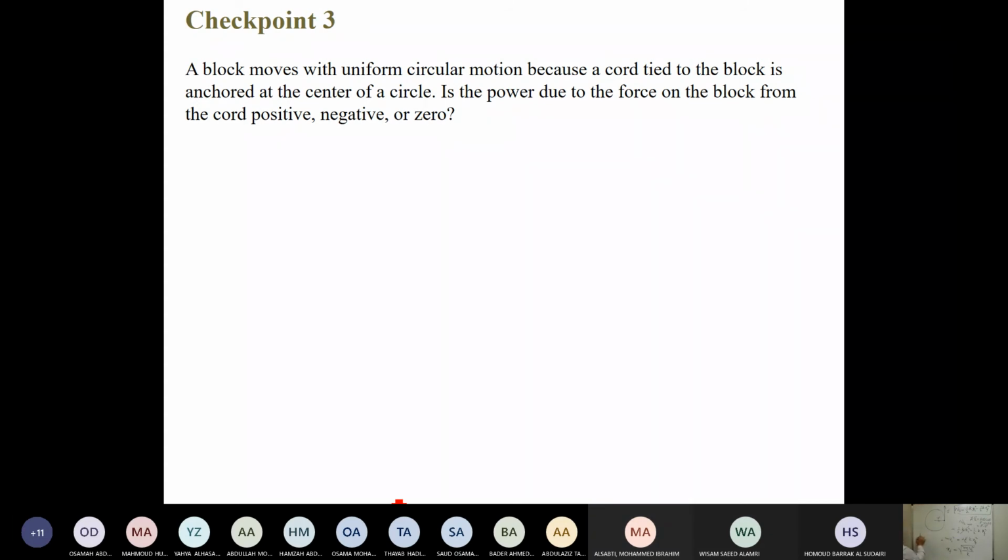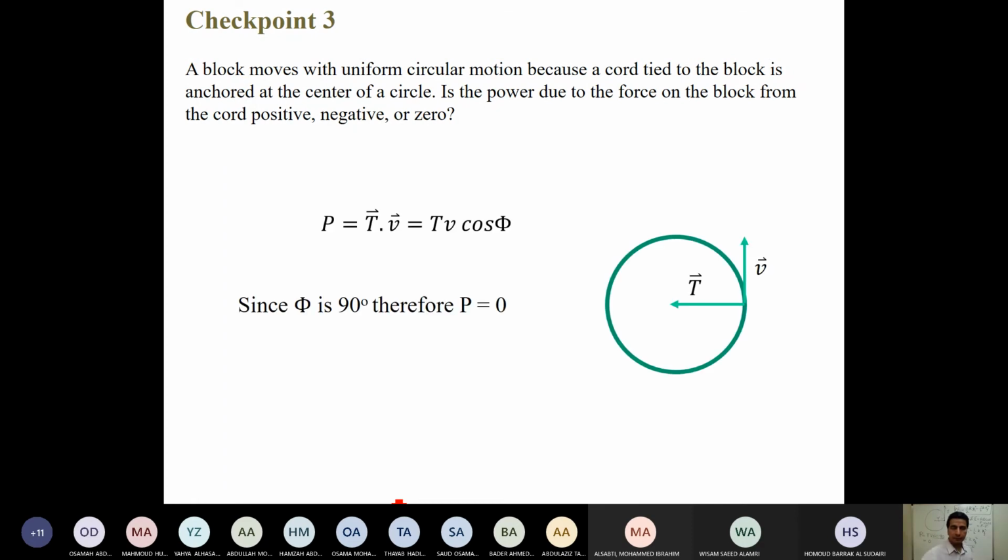So now I'm looking at the power. We know the power is F dot V, but the force is tension here. And the V and the angle between them is how much? 90. So cosine 90 is 0. The power transferred by the applied force is equal to 0 in this case. That's what you have.